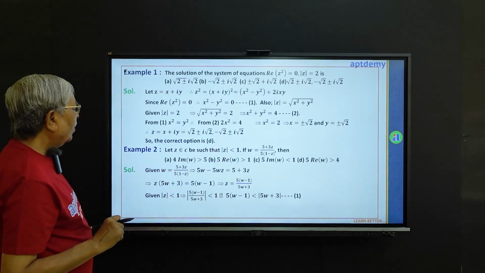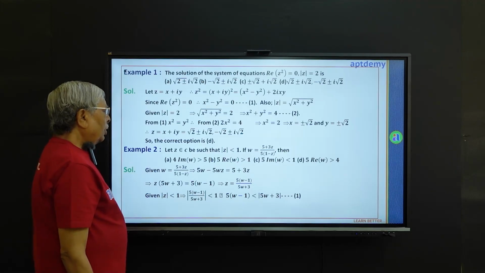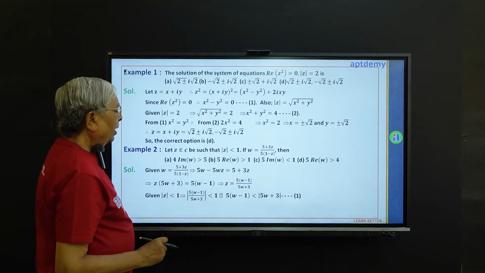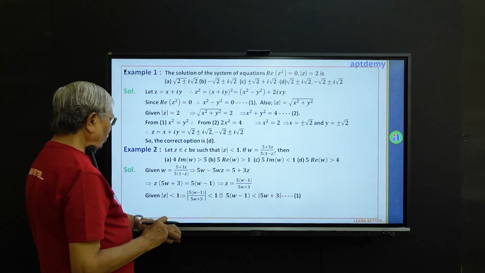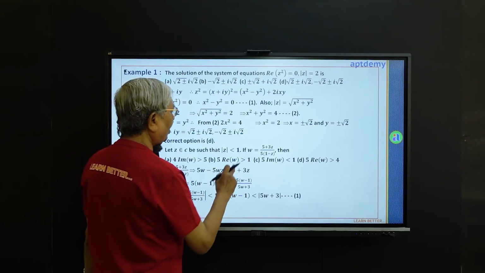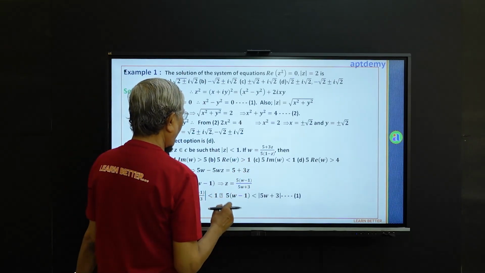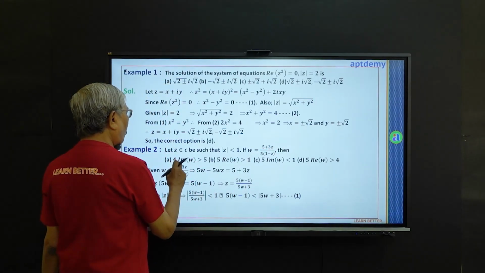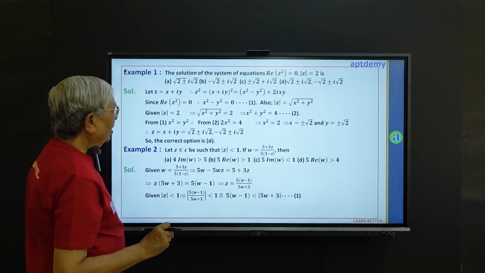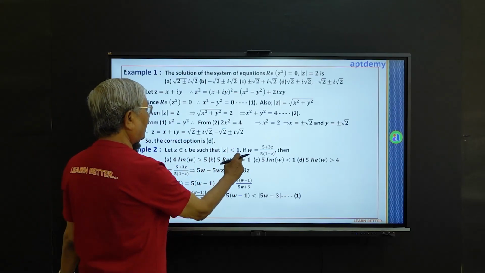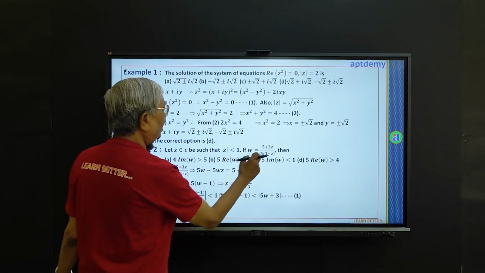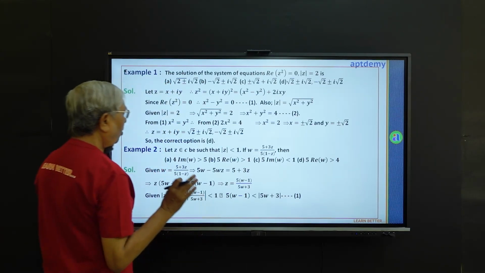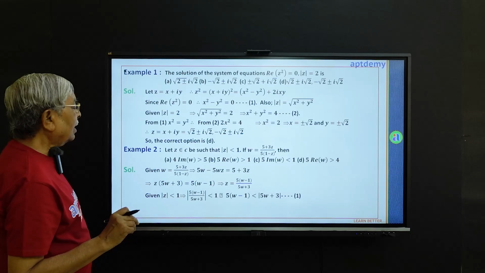The next problem is, let z belong to C, that is the set of complex numbers, such that mod z is less than 1, and you are given w is equal to 5 plus 3z by 5 into 1 minus z. Then the options are about the imaginary part of z and 5 times the real part of w being greater than 1, 5 times imaginary w less than 1, and 5 times real w greater than 4. You have to detect which one is correct.